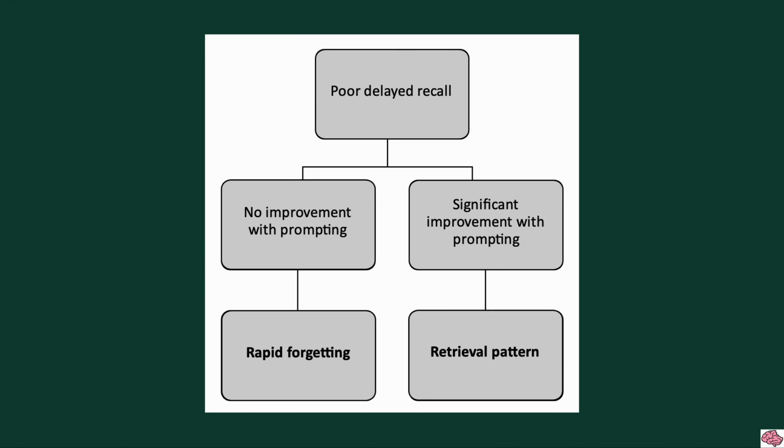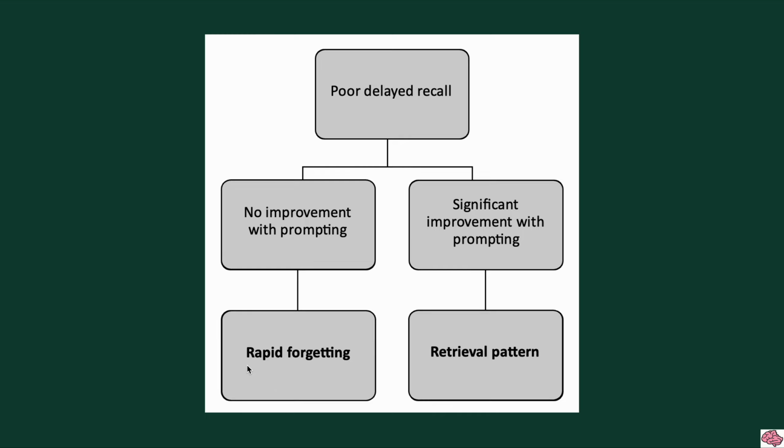With that in mind, understanding the difference between rapid forgetting and retrieval is actually relatively straightforward. So on a test of delayed recall, if someone does very poorly, and even when given prompts and cues they don't do any better, then the person is said to have a rapid forgetting profile. In contrast, if someone does very poorly on delayed recall, but their performance significantly improves with prompts and cues, then they have a retrieval pattern. And this should actually make relatively intuitive sense.